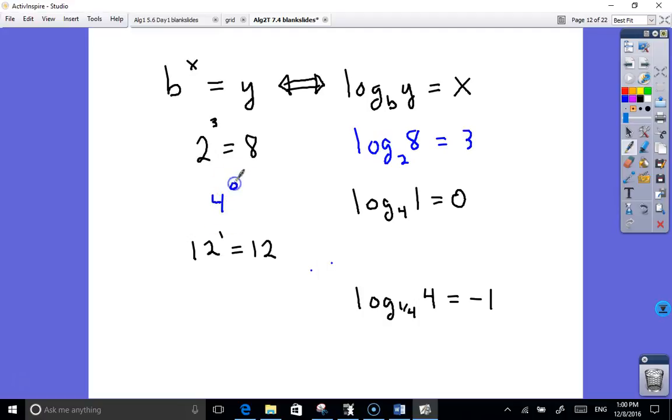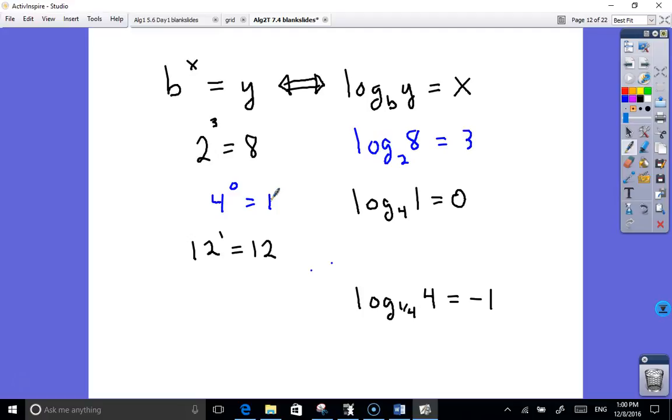0, right? And that means it equals 1. So 4 to the 0 equals 1 is a property that we know, properties of exponents. Anything to the 0 power equals 1. Well, it's the same thing to say that the log of any base of 1 equals 0. Right? The log of any base of 1 equals 0.